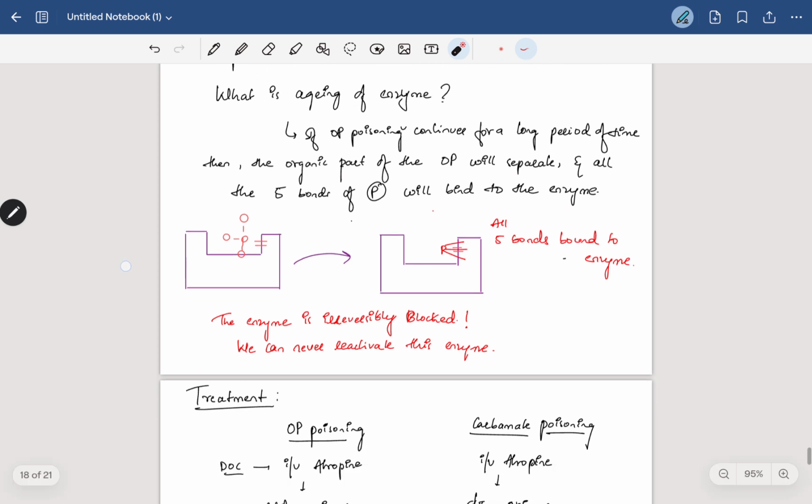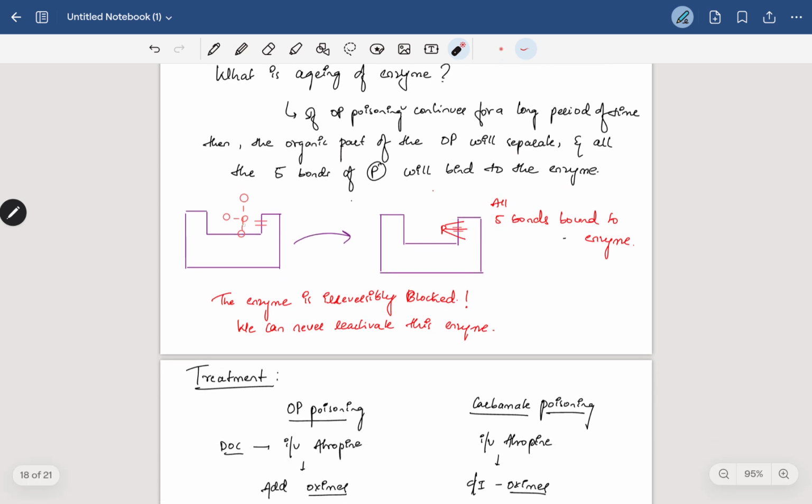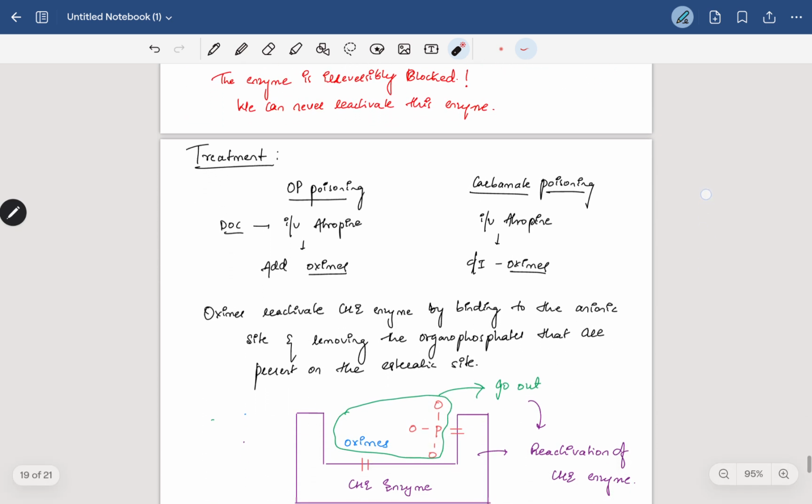As you can see over here, this is how I've drawn organophosphate. Everybody knows phosphate has 5 bonds, right? 2 of them are bound to the enzyme, 3 are bound to this organic group. Now, if this organophosphate poisoning continues for a very long period of time, passively, what will happen is this organic group will separate out, and this phosphate will bind. All 5 bonds are bound to the enzyme. Now, this enzyme is irreversibly blocked. We can never reactivate this enzyme, so it is very dangerous. Aging of the enzyme is very dangerous.